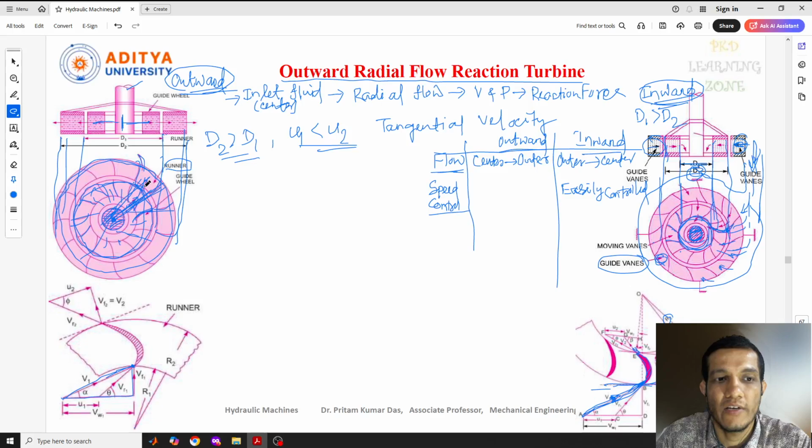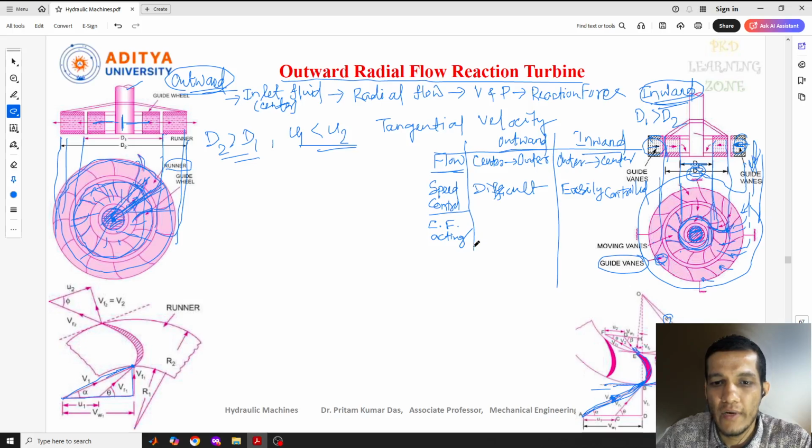So the fluid velocity is very, very high at that outlet point, as I told you. So it is difficult to control here. It is difficult to control the fluid. Similarly, here the centrifugal force is acting from inside to the outward side. So the centrifugal force, how it is acting.